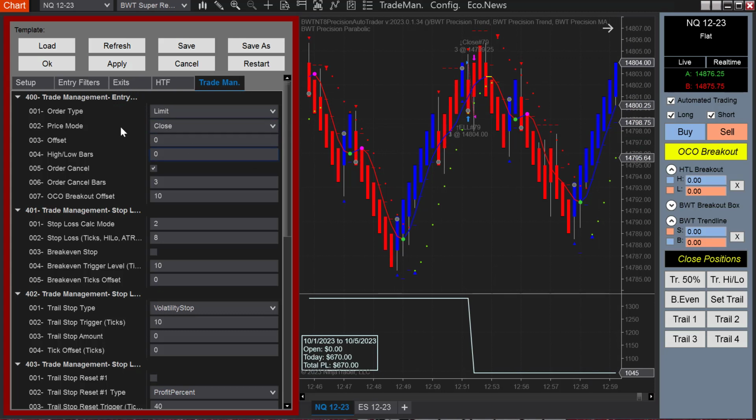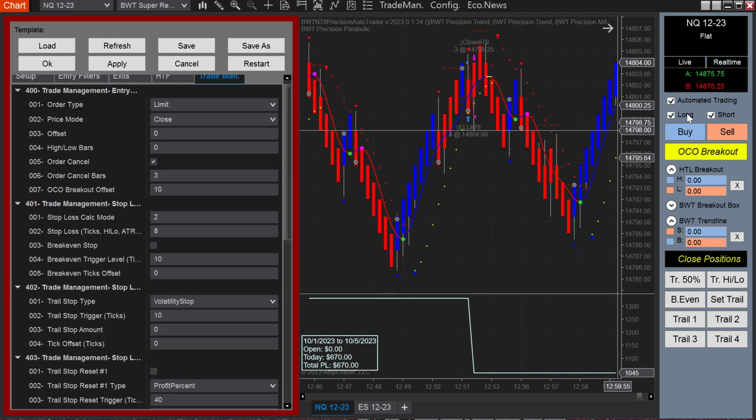But hopefully this helps with making your templates. Everybody should understand the settings and how you can make your own settings and understand what you're doing instead of relying on someone else for all your trading. That shouldn't happen to anybody. Everybody should understand what they're trading and why they're trading it.